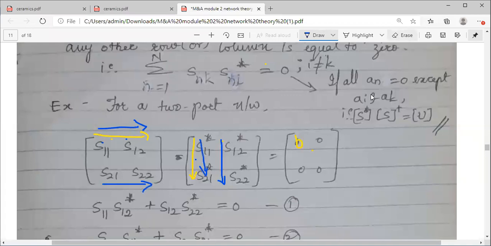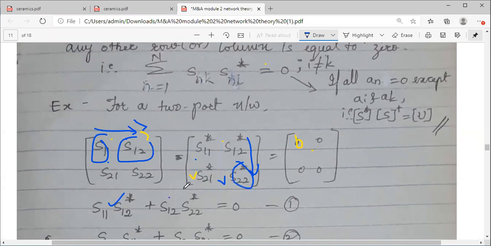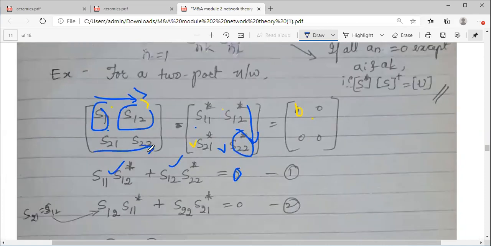So you can take, I have done it here. S11, I'm taking the first row, S11 with the second column. S12 star, first term, plus S12 into S22 star is equal to, it is a 0 property, not unitary, so it is equal to 0. Similarly, if I take the second row, in unitary second row second column से किया है, अभी हमको second row first column से करना है. So S21 S11 star, plus S22 S21 star is equal to 0.